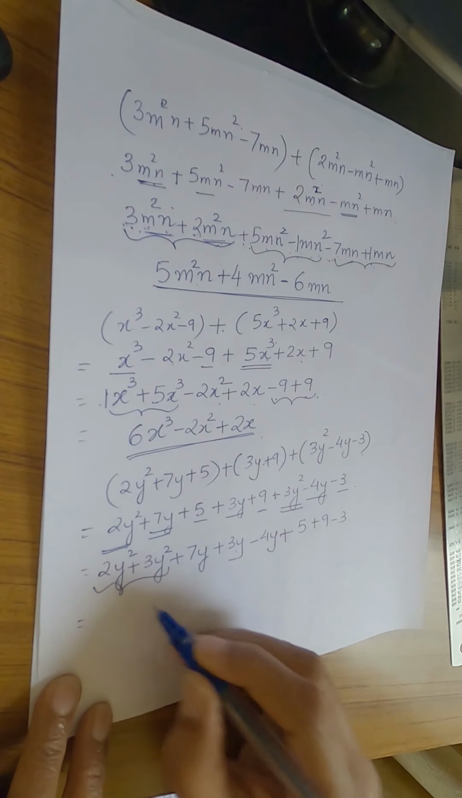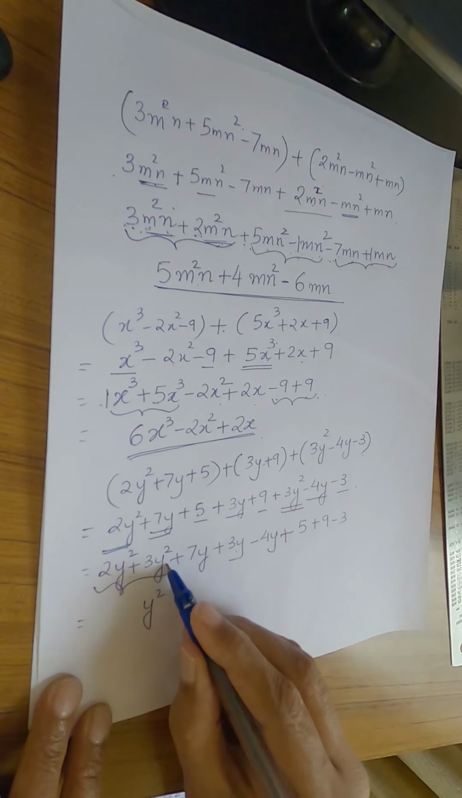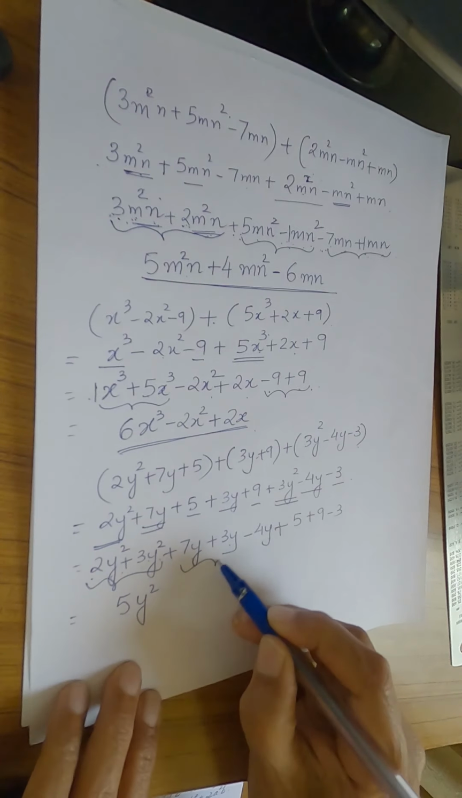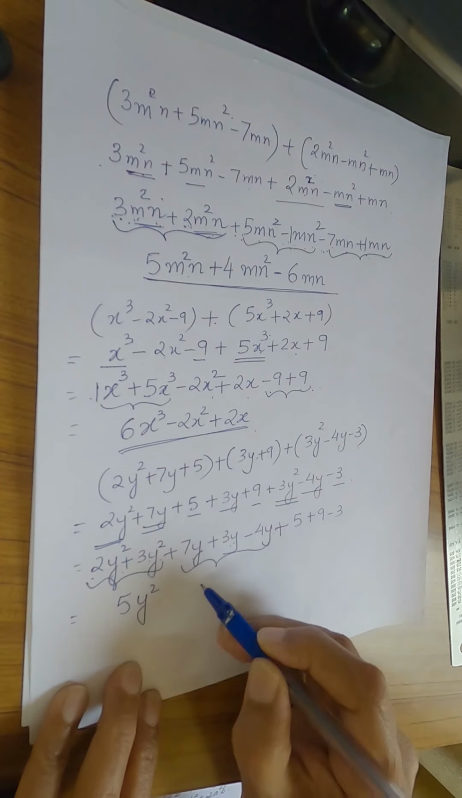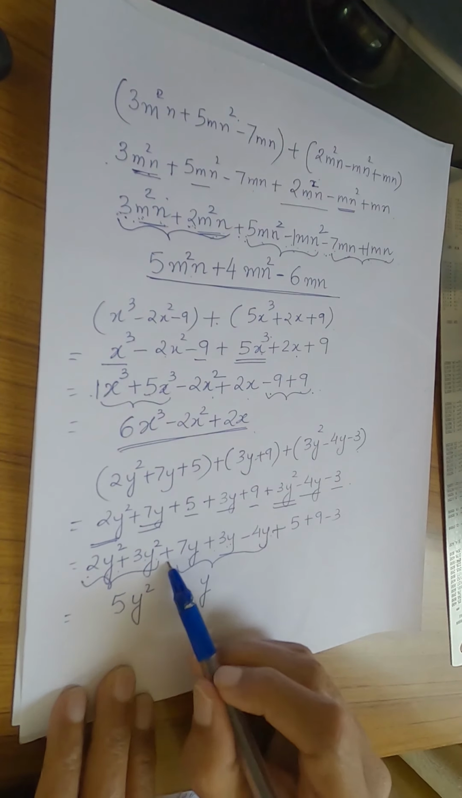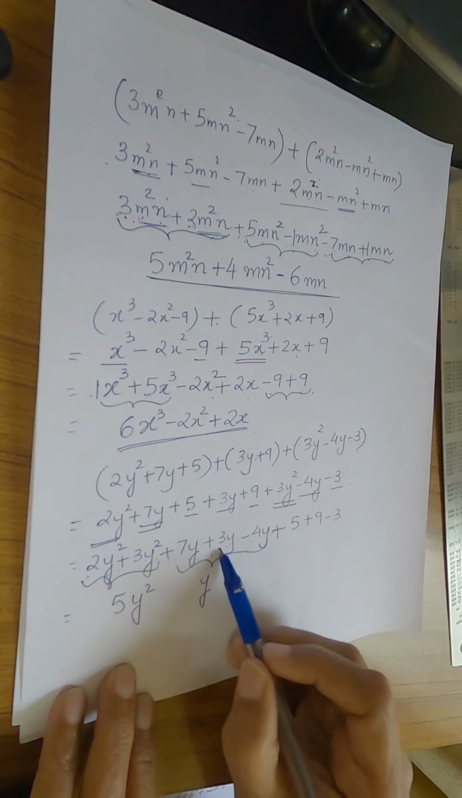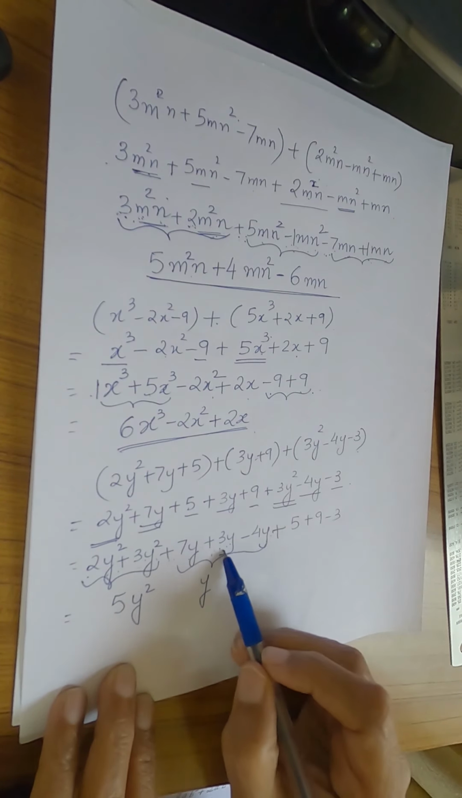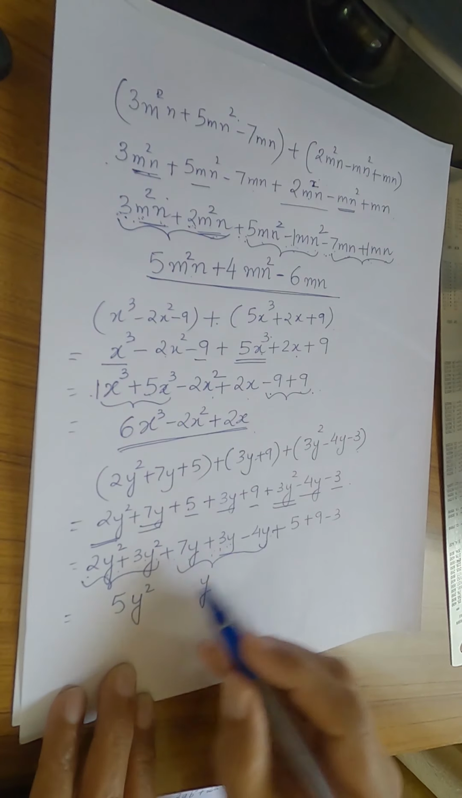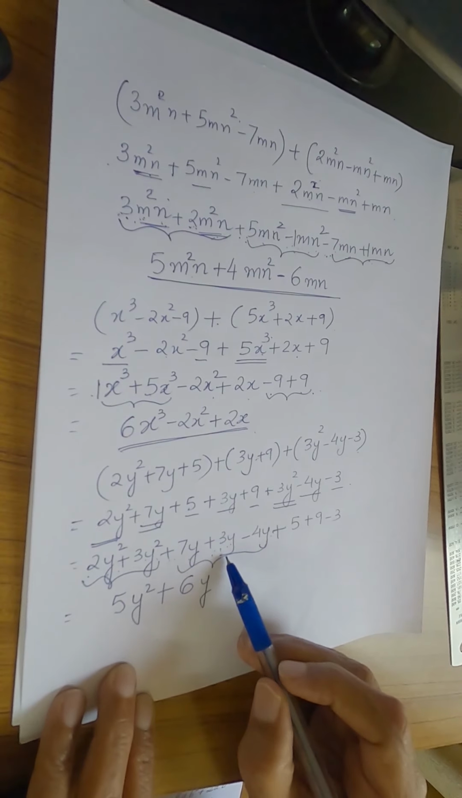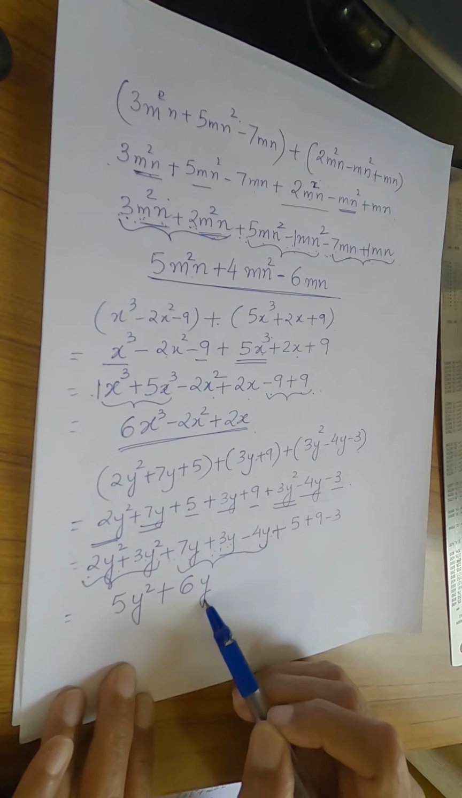So let's do this first. y square first as it is. 2 plus 3 is 5. Now for these 3 terms we do together. The variable is y. Now what we do is the positive ones we add first. So 7 plus 3 is 10. So we get plus 10. And this is plus 10 minus 4. So we have to do subtraction. And we give the sign of the bigger number because 10 is bigger than 4. So we get plus 6y.